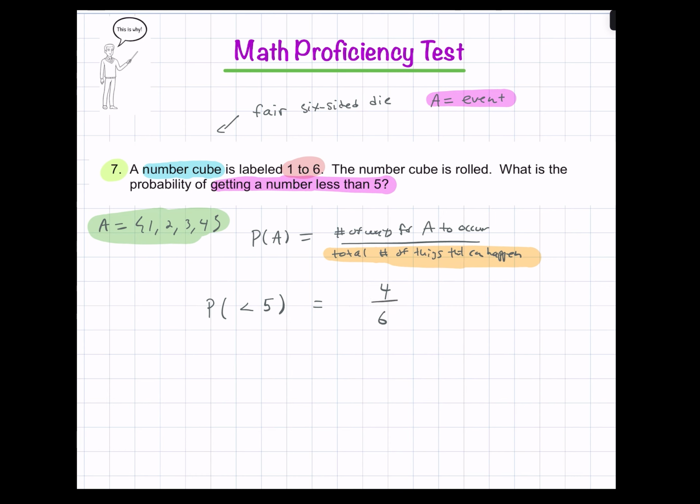So it's 4 out of 6. The convention is that I'm going to simplify this as much as I can. 4 is 2 times 2, 6 is 2 times 3, so I'm going to cancel the 2's, and this is just 2 out of 3. There's a 2 out of 3 chance that I get a number less than 5. And that's it.